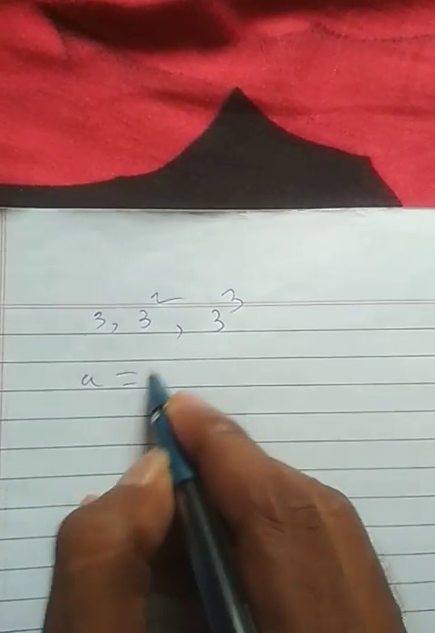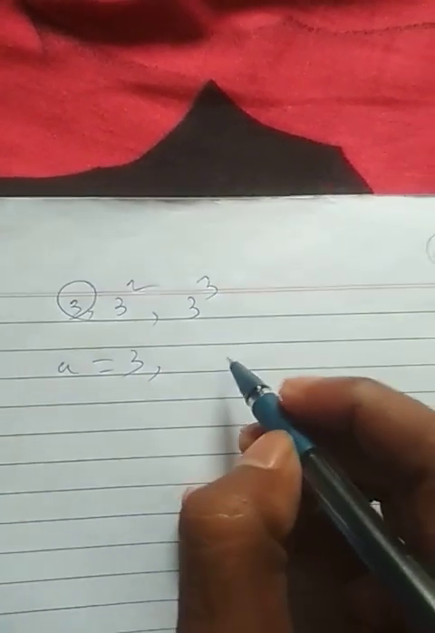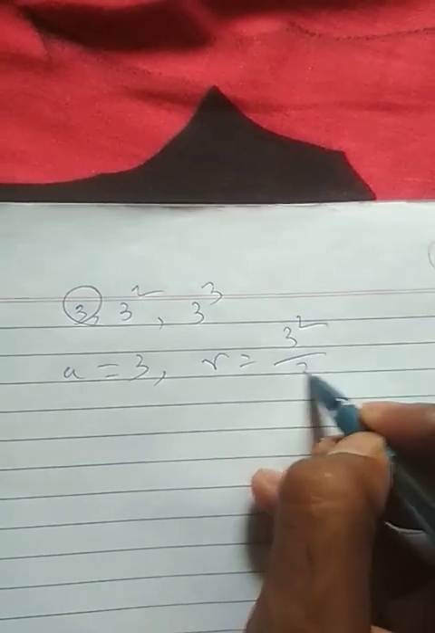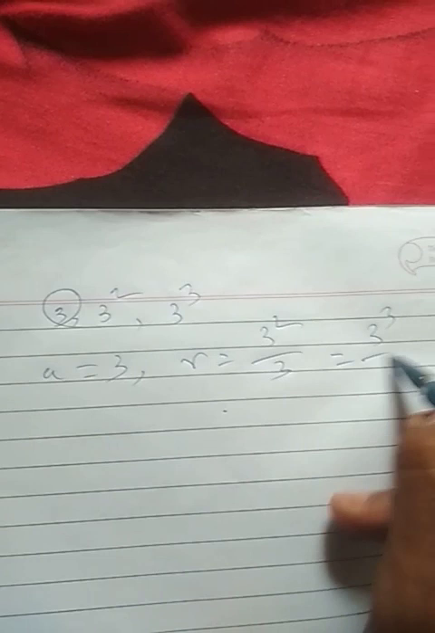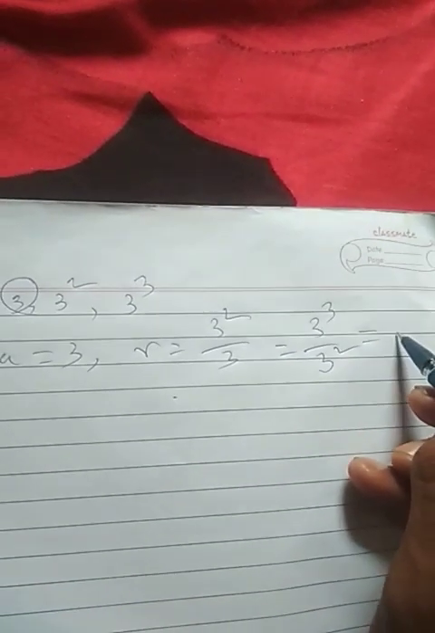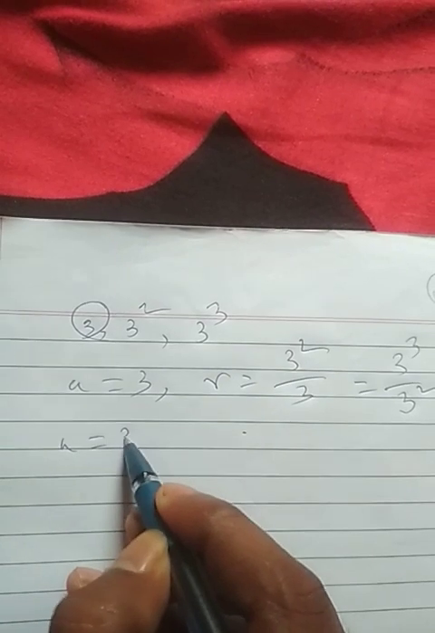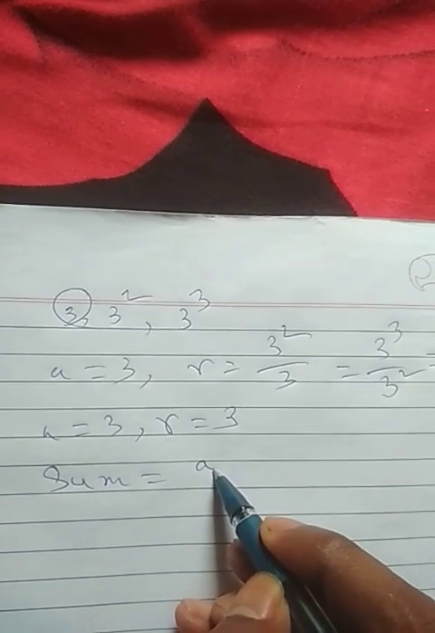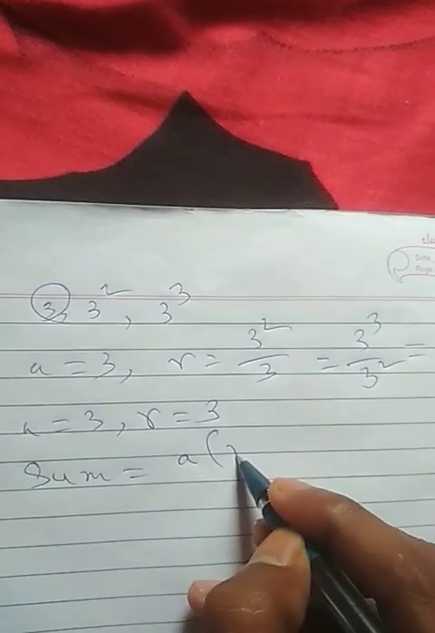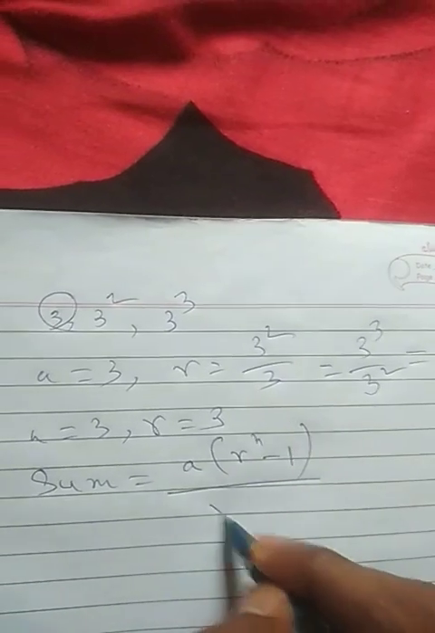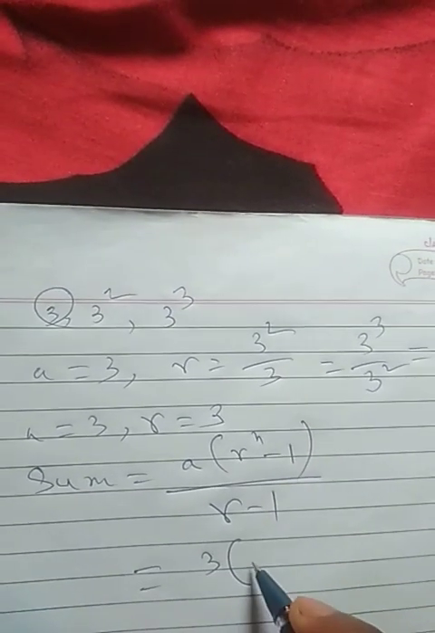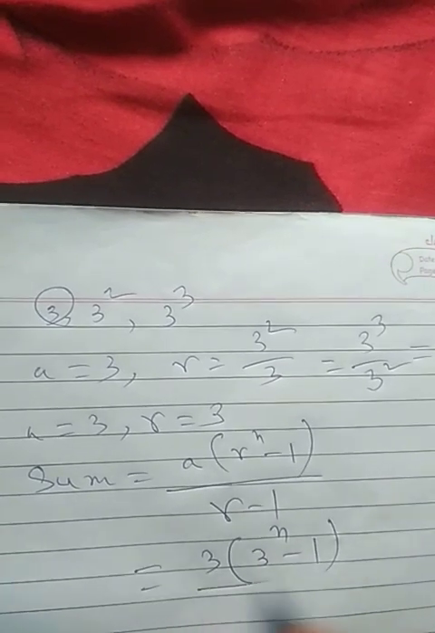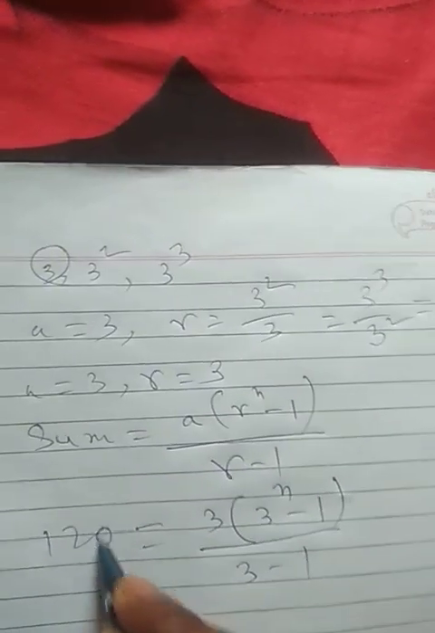Check it out. As the series is 3, 3 square, 3 cube, a is 3 here clearly because the first term is a. And r is 3 square by 3 or 3 cube by 3 square. Whichever you take, you will get the same result, that is 3. That means we got a equal to 3, r equal to 3. Now we know the formula of the sum, as r is greater than 1, a into r to the power n minus 1 by r minus 1. Now a is 3, r is 3, and the sum is given, that is 120.